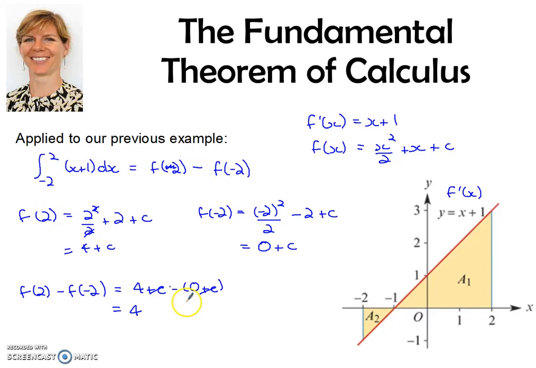So in all cases, this c, this constant that we haven't been able to find because we haven't been given information about this curve, will cancel out when you are doing definite integrals, because there's one for the lower bound and there's one for the upper bound, and when you subtract them, it will cancel out. So we kind of just end up dropping that off.